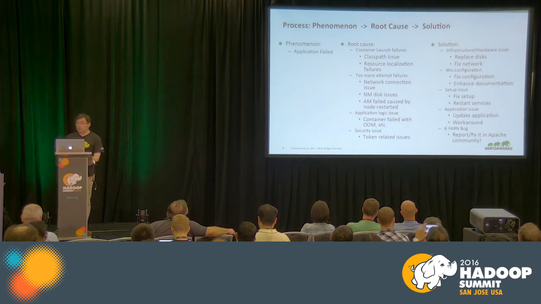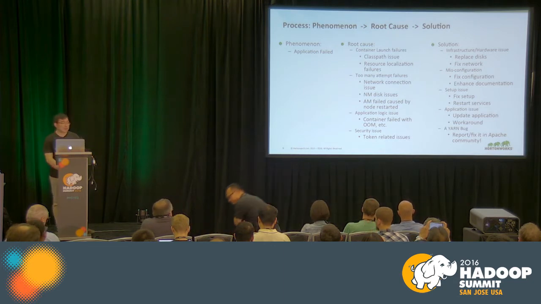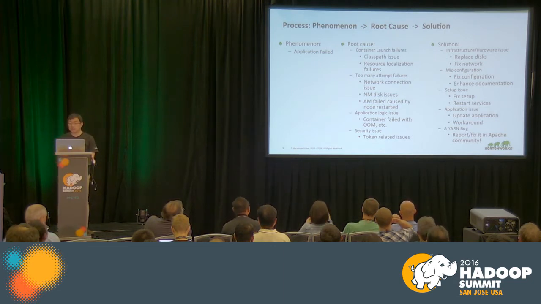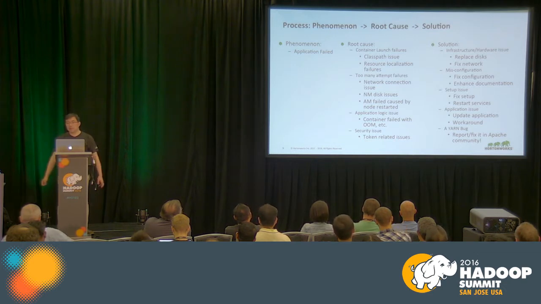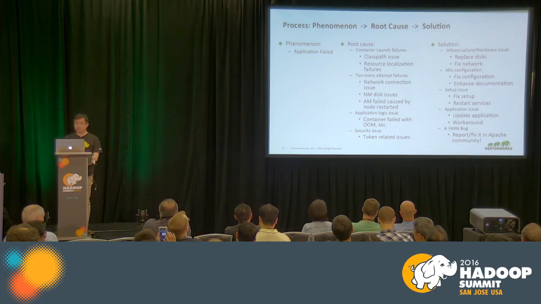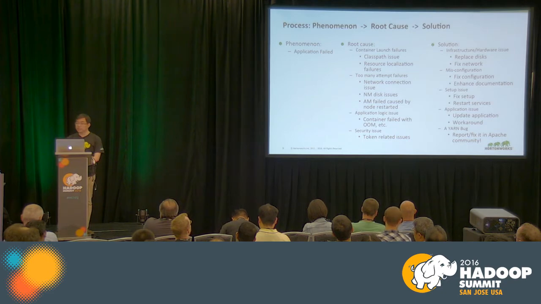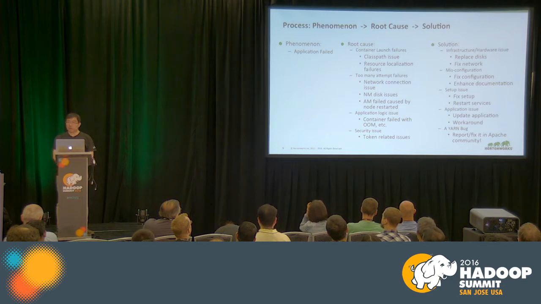Then according to the root cause you identify, you will find some solutions. If it's an infrastructure or hardware issue, you just replace the disk or fix the network. If it's a configuration issue, then you fix the configuration and also fix the setup of the environment, maybe restart some services. Also, if a misconfiguration happens again and again, we can think maybe it's a documentation issue and we should enhance our documentation. If it's a YARN bug, we will report it to the community and fix it there.